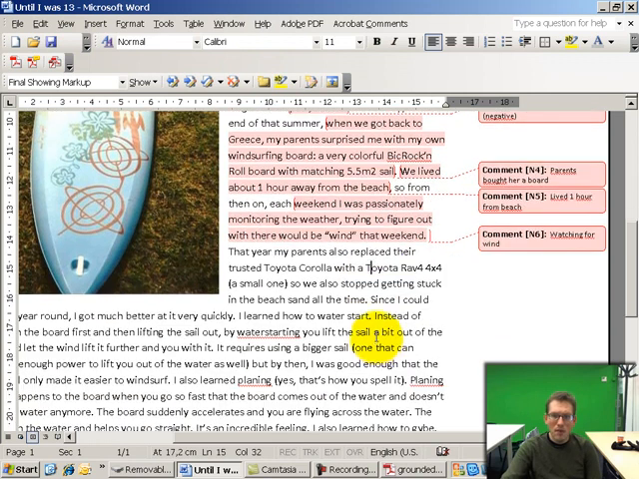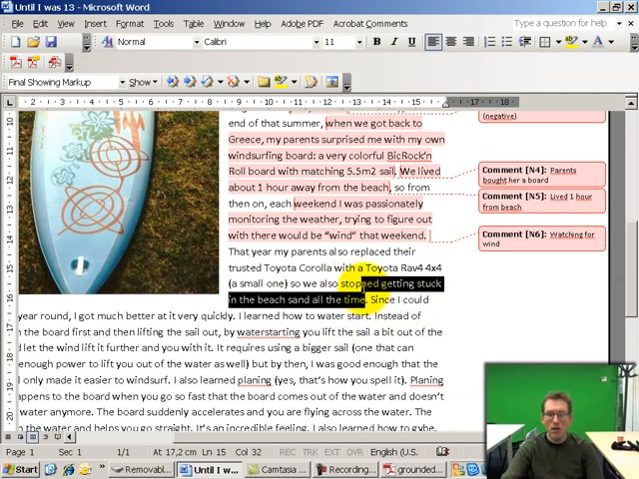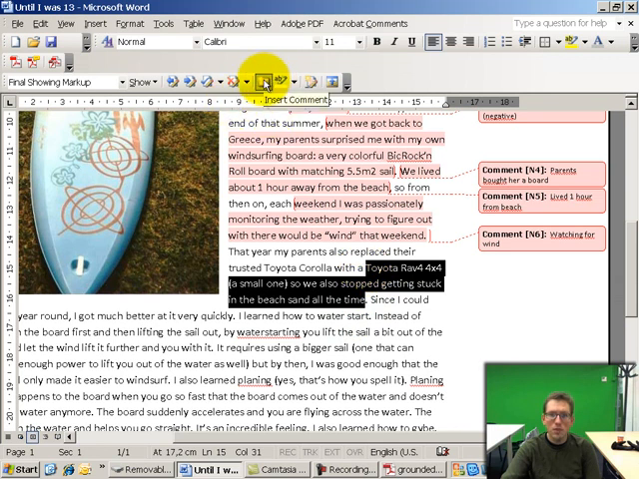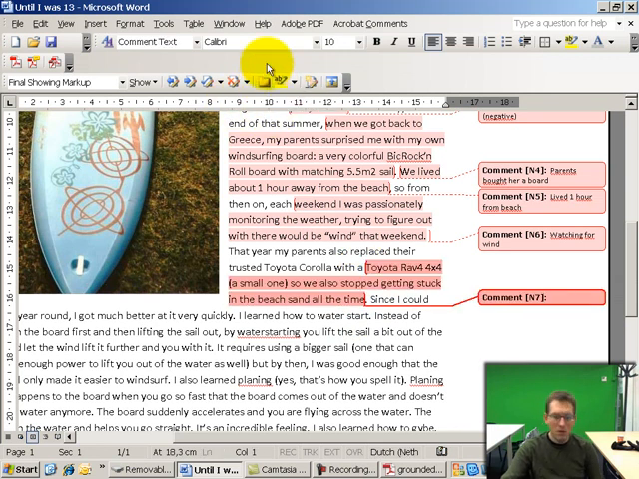Okay. That year, my parents also replaced their trusty Toyota Corolla with a Toyota RAV4, so we stopped getting stuck in the beach sand all the time. So, what can we call this? New car. New car did not get stuck on the beach.